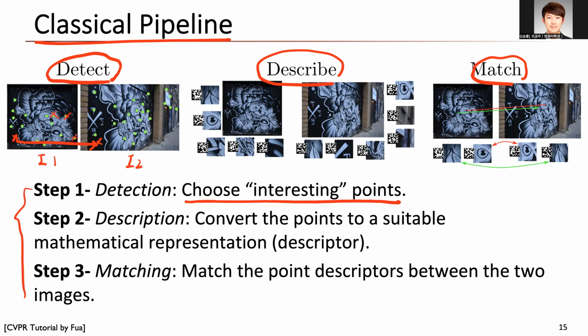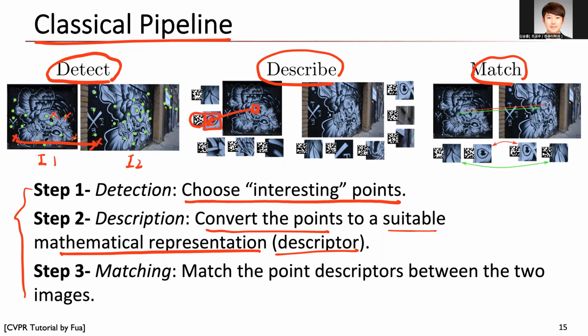In the feature description step, we have to convert the point to a suitable mathematical representation. In this case, just the descriptor, maybe only a vector. For example, let's suppose that we detect a point here. Then we have to describe this local region as a 1D vector, like this.